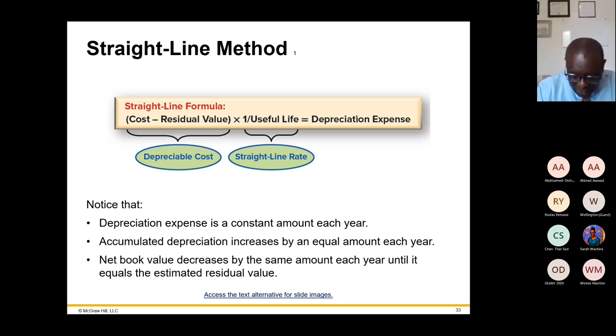1350. Very good. 1350. That will be the accumulated depreciation. So you can see in the balance sheet, we will say 5,000 cost less accumulated depreciation 1350. And then we subtract that out.